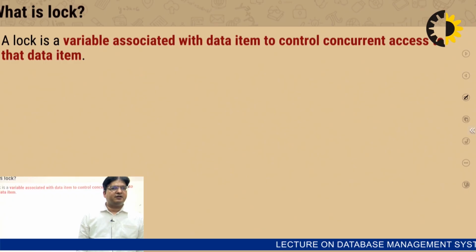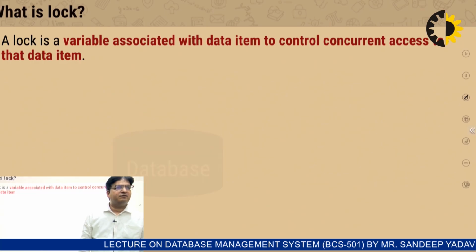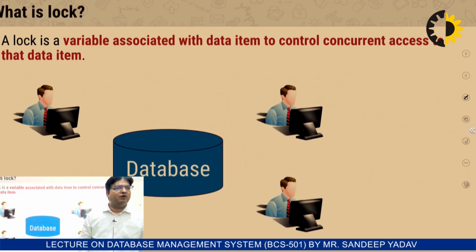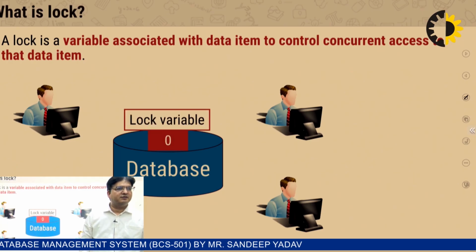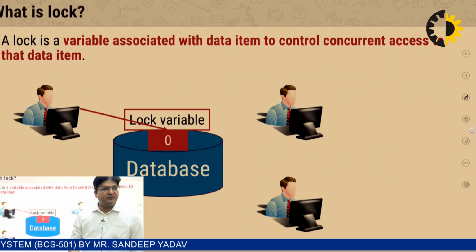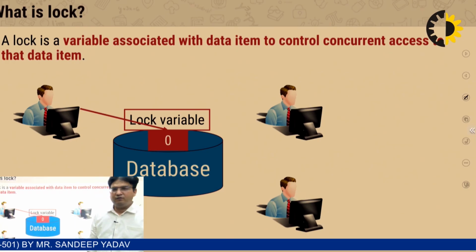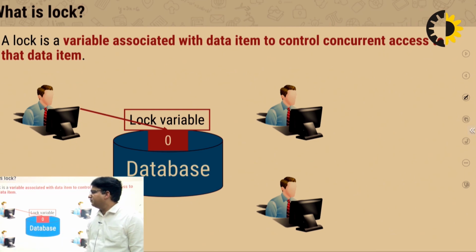Now, the first concurrency technique is locking. Locking is a technique used in concurrency control to overcome the various problems that we have just seen. Now let us see how it is done. Initially there are 4 users here.